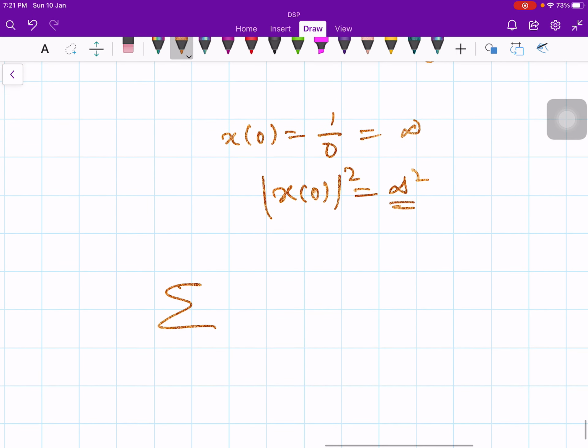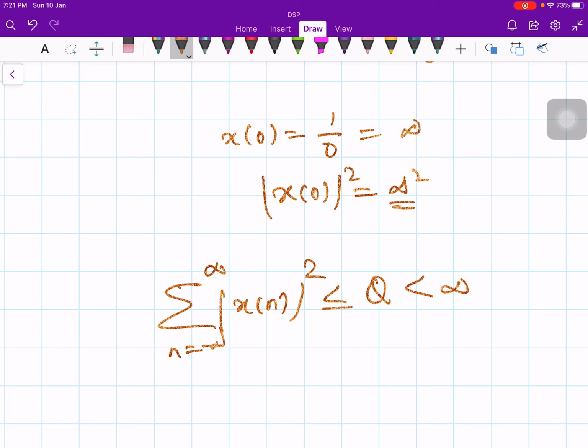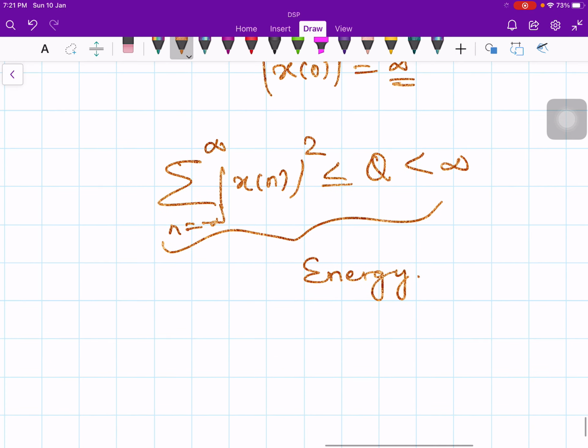Now, what is this formula? The sum from n equals minus infinity to plus infinity of magnitude x of n squared, less than or equal to Q less than infinity. And you notice that this formula represents the energy of the signal. Recall this formula from your signals and systems course. Square of the amplitude, square of voltage with the 1 ohm resistance is the energy. Square of current with 1 ohm resistance is also energy. See, I squared R. What is this? Energy.